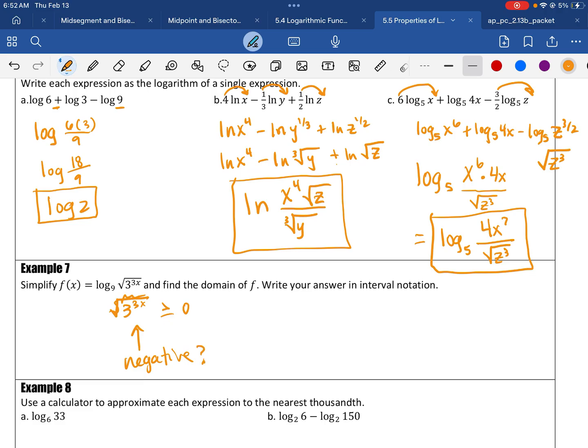Are there any numbers that you could plug in for x that would turn that into a negative number? There's no numbers. Even if you plug in a negative number for x, that doesn't change the value of the base, this guy 3 right here. So this has no restrictions. Your domain is going to be all real numbers.